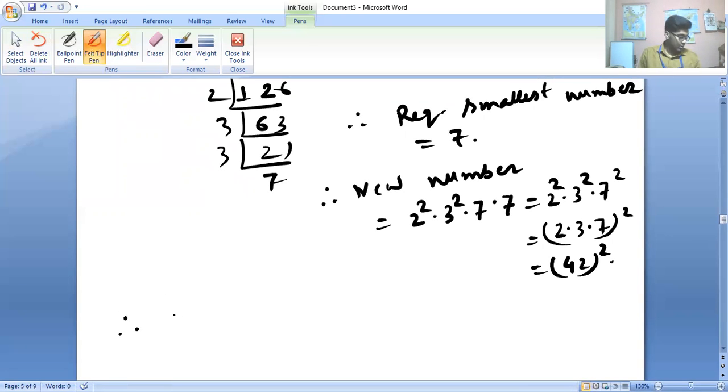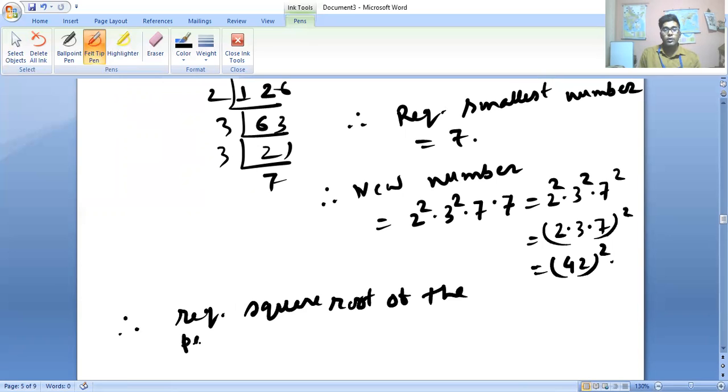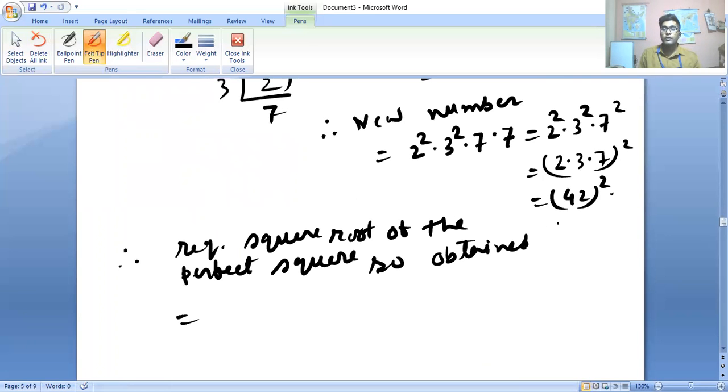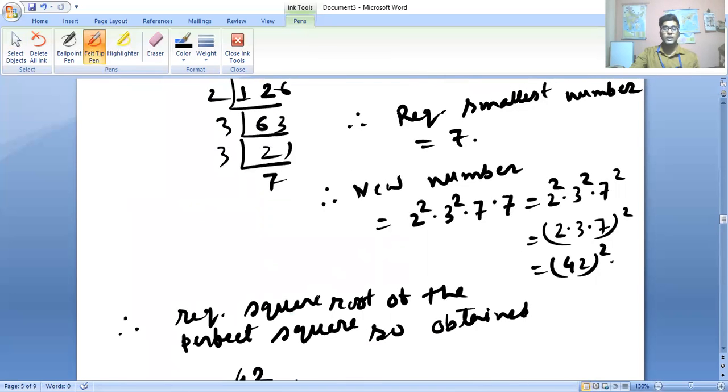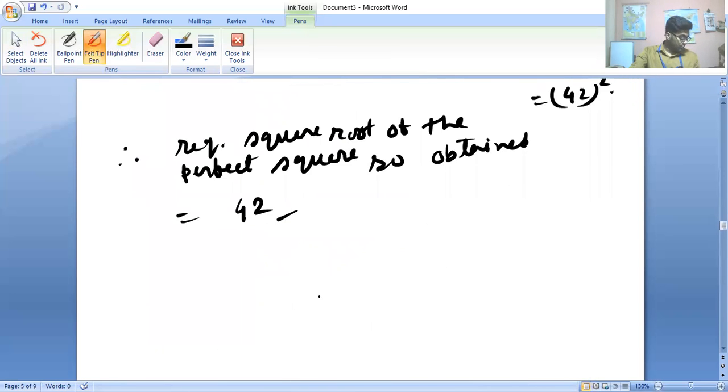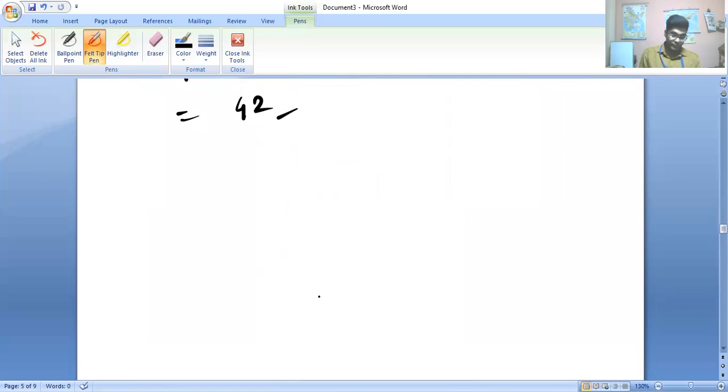Right? So it says, also find the square root of the perfect square so obtained. Therefore, the required square root of the perfect square so obtained will be 42. Okay, understood? Let us move on then. Let us do question number 15.